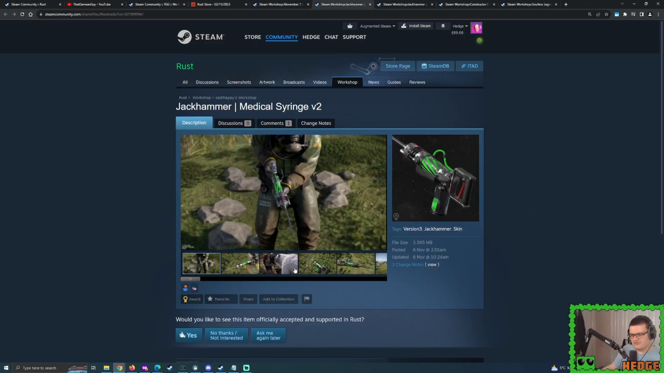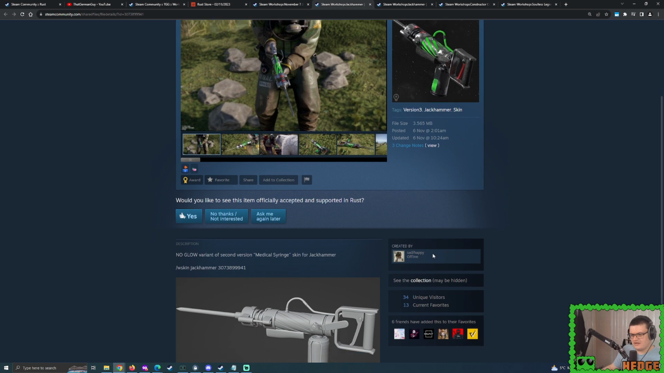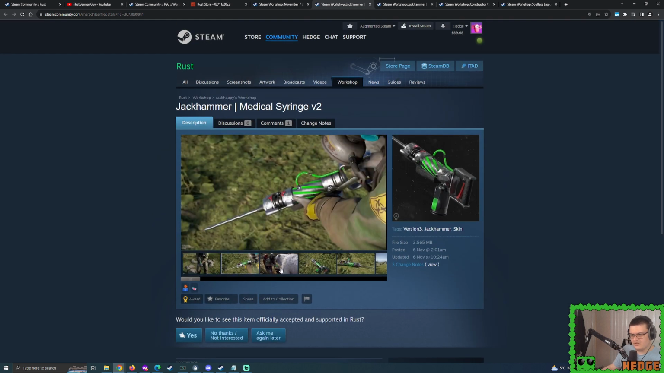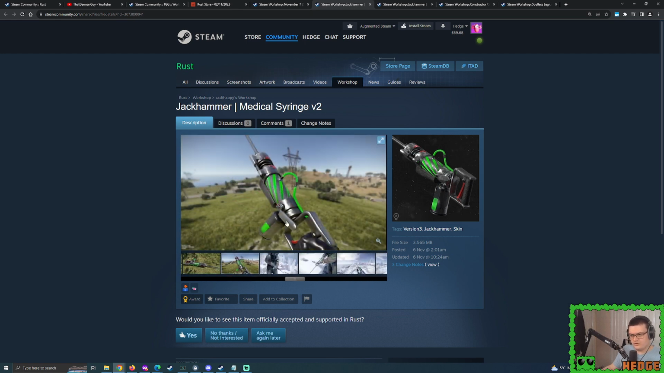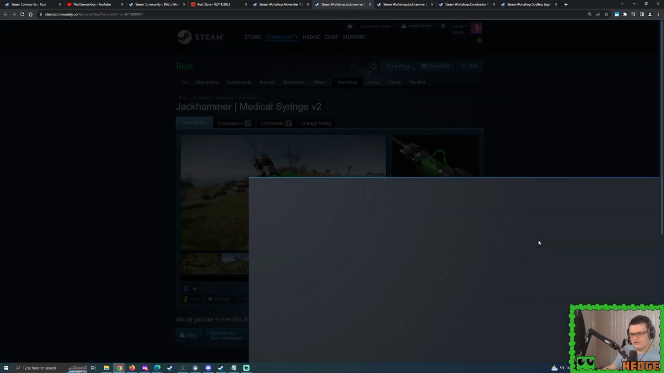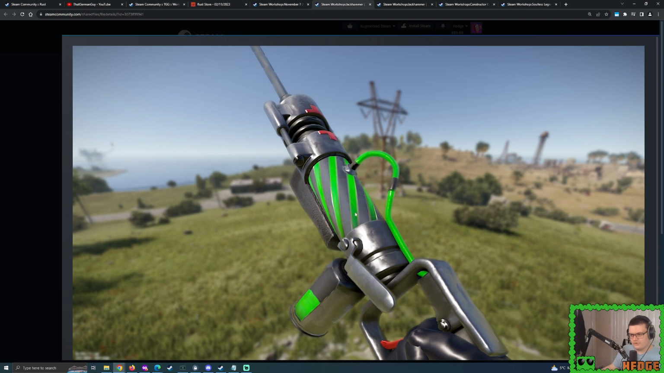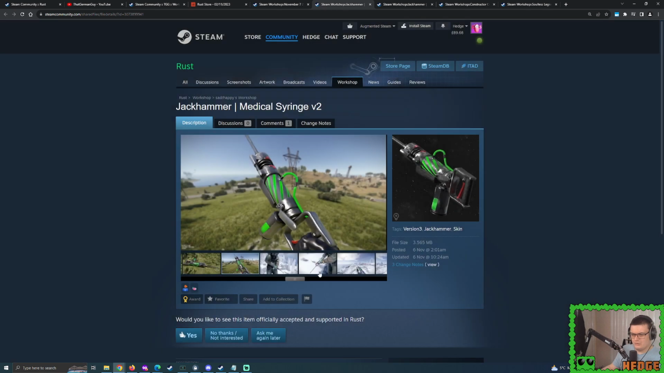Here we have a jackhammer skin. This is produced by the likes of Mr. Sad Happy. This does not glow in the dark. Get a good look at this. But it does come in two versions. This is the non-glowing version. Get a good look at that. Very nice. It's as if it's trying to suck out all the green ooze from inside you, or put the green ooze inside. I don't know.